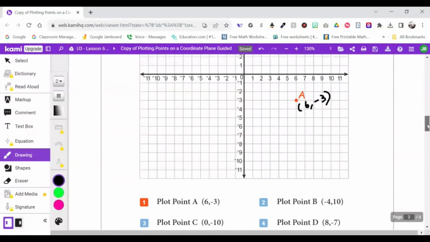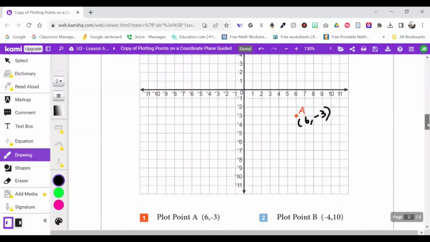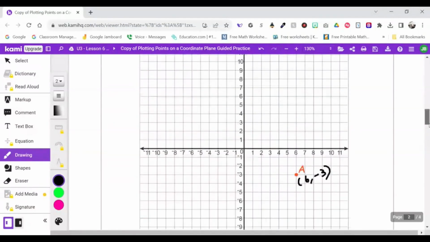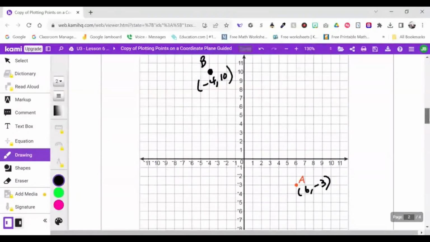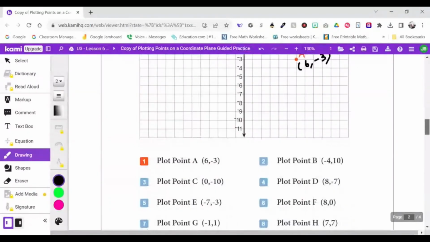To plot point B, they want (-4, 10). So we go in the x direction -4, and then +10. -4, +10 would be right there. So that would be point B, and it is at (-4, 10). Okay, and we'll do a couple more of these.